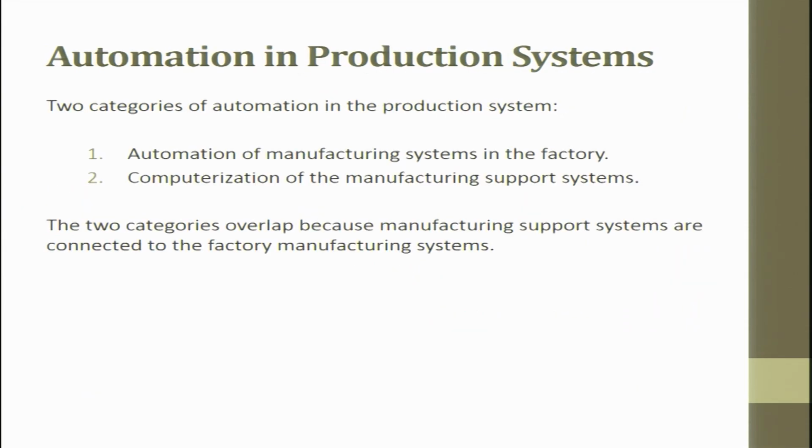There are two categories of automation in production system. One is automation of manufacturing system in the factory, then computerization of the manufacturing support system. So, these are the two categories of automation in production system. The two categories overlap because the manufacturing support systems are connected to the factory manufacturing system.